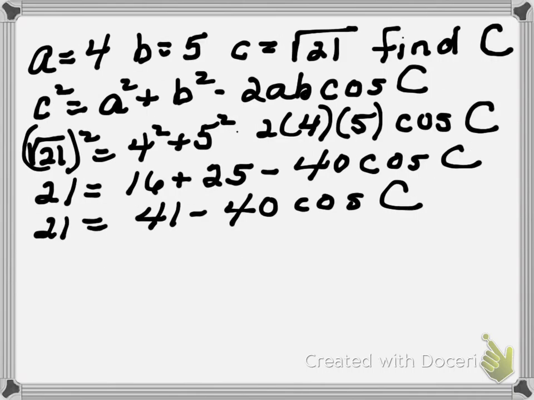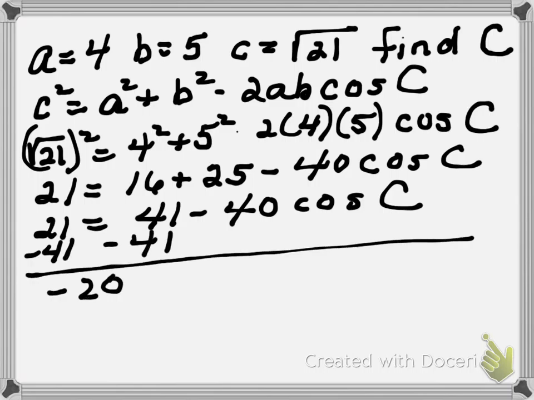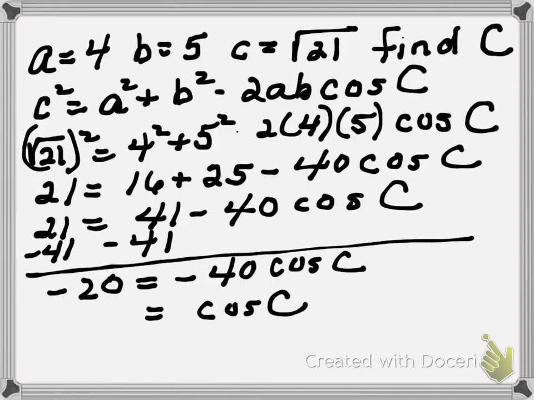You again do not subtract 41 minus 40. You're going to subtract 41 from each side. Negative 20 equals negative 40 cosine C. Cosine of angle C is 1/2. So what is the value of angle C? 60.